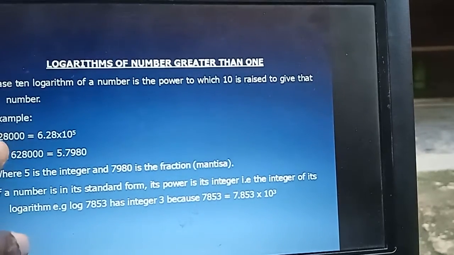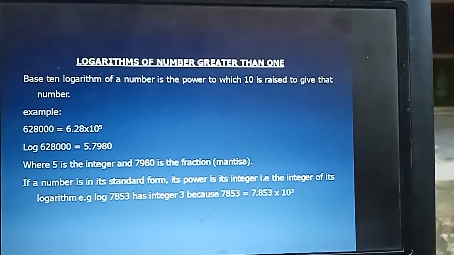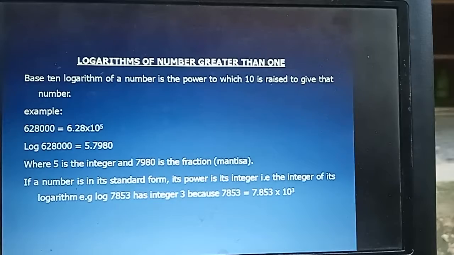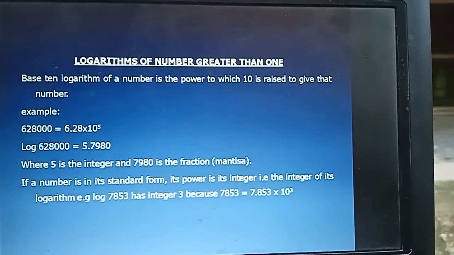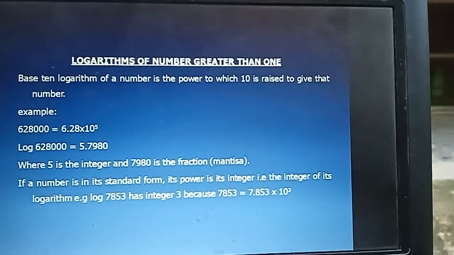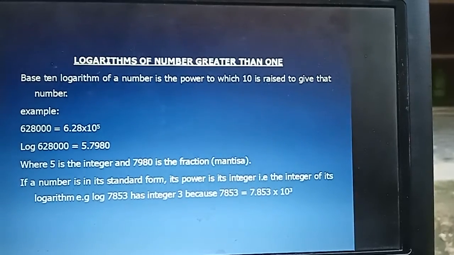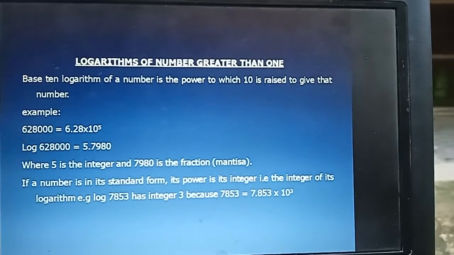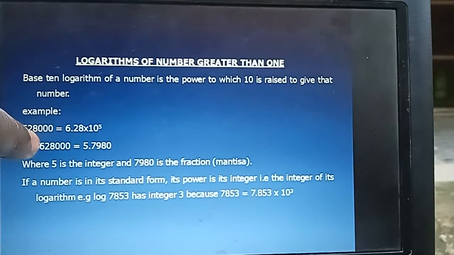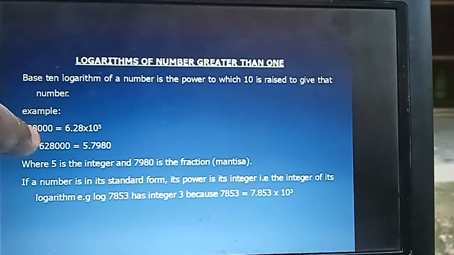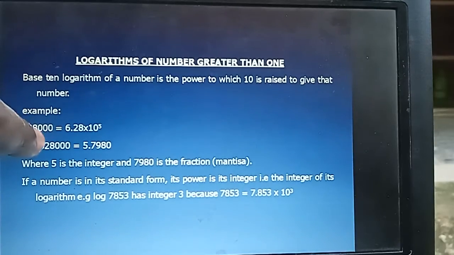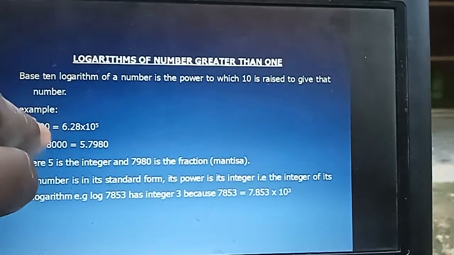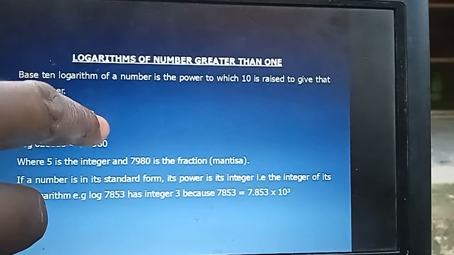For example, we have 628,000, which is equal to 6.28 times 10 to the power of 5. We are going to make our answer into standard form. You know what standard form is, right? From your previous classes. So we are going to start the counting from 6.2. We are going to start the counting from here. 62800 is equal to 6.28 times 10 to the power of 5. This 5 is coming out from here.